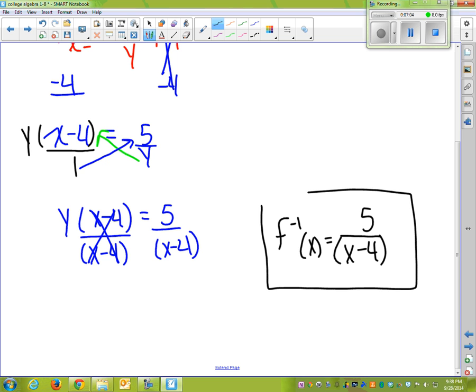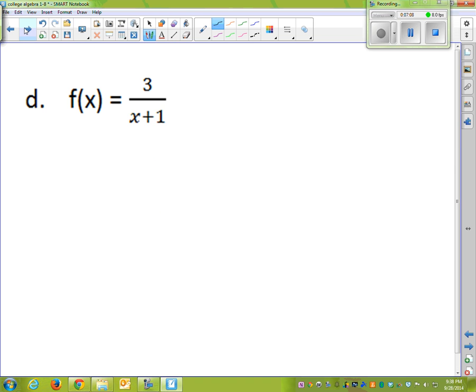All right, give one a try as a fraction. Work on letter D. Go ahead and put the y in. Switch out your x and y, and then work on it. And when you're ready, push pause as you work on it, and then when you're ready, resume play.